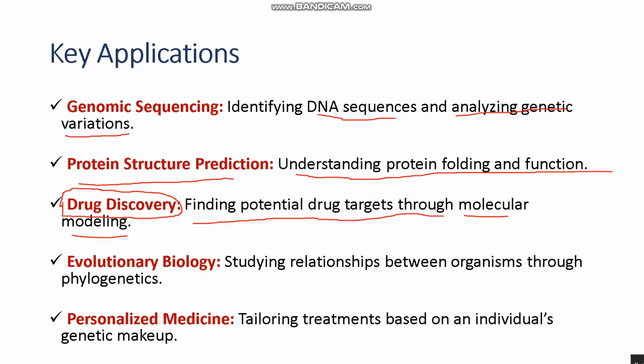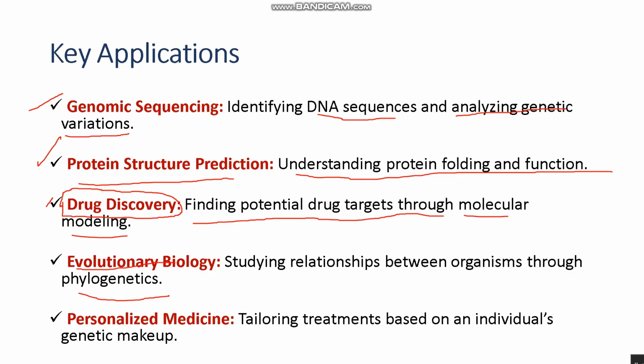Actually, we will talk about genomic sequencing by using NCBI, Ensembl, UniProt, and different types of databases like BioGRID. Protein structure prediction is also done by using the PDB. Drug discovery by using the Swiss model. Evolutionary biology, in which we check the evolutionary relationships between different organisms by using phylogenetic trees. MEGA is actually a software, and by using that we can create the phylogenetic trees.